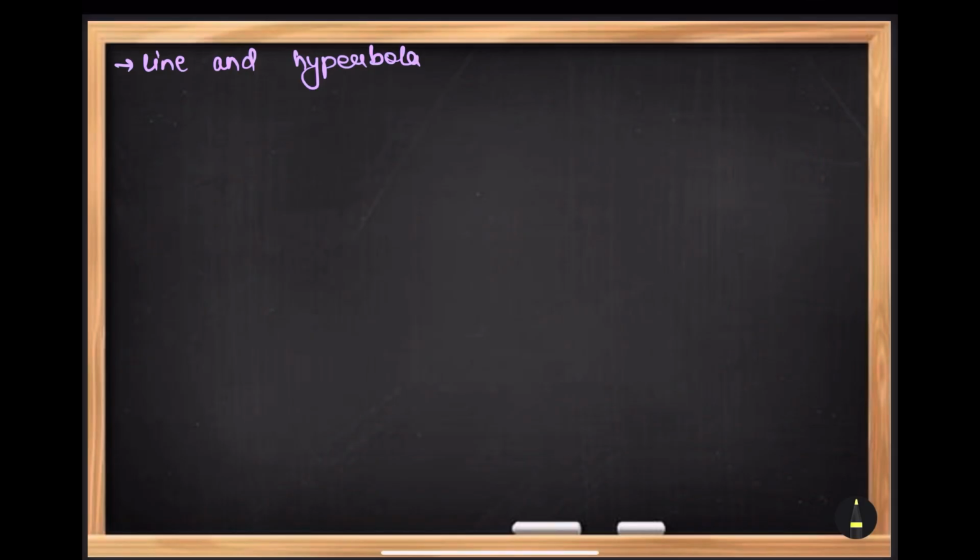Okay, so we have this situation in which we have to handle a line and the hyperbola. You know that you have handled this situation many times. Means you have handled it in circle with line, parabola with line, ellipse with line. Now you have to handle this situation with hyperbola as well.